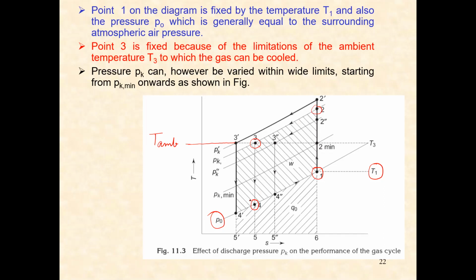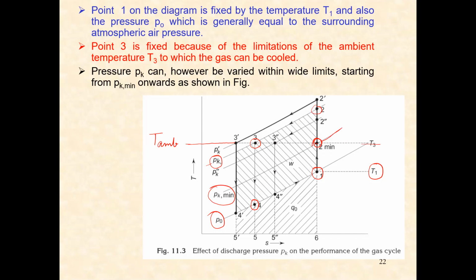Now suppose we vary this pressure Pk. I was earlier talking about this value of Pk. Now we can vary it also. How much can we vary it? Suppose we go to Pk minimum. Now this is Pk minimum. So this particular line is, you can say, the ambient temperature. So 2 minimum shows the minimum temperature to which we can compress.